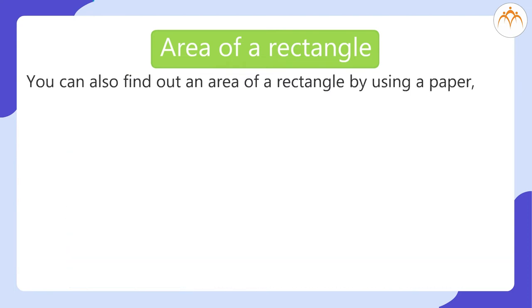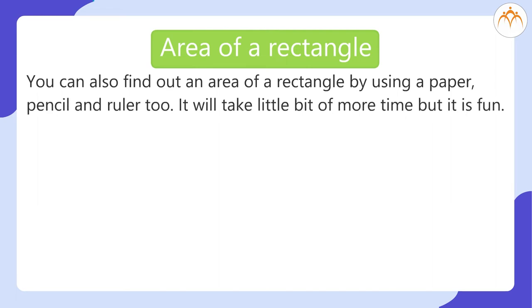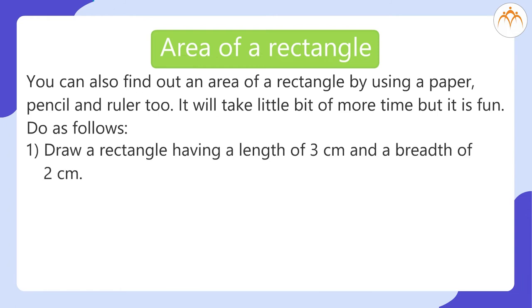You can also find out an area of a rectangle by using a paper, pencil and ruler too. It will take a little bit more time, but it is fun. Do as follows. First, draw a rectangle having a length of 3 centimeters and a breadth of 2 centimeters.